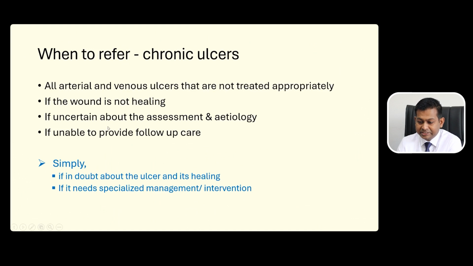If uncertain about the assessment and etiology, whenever there's a wound, we have to assess, as I said. But sometimes these atypical ulcers, it's quite difficult to identify and see what's going on. Or else, if unable to provide a follow-up care, then should be referred. Because it's not a single one-off thing, it's a continuous care. So simply, if in doubt about the ulcer and its healing, if it needs specialized management or intervention, without delay, I would suggest to refer these patients. Because you are not saving only the limbs, you are saving the lives as well.